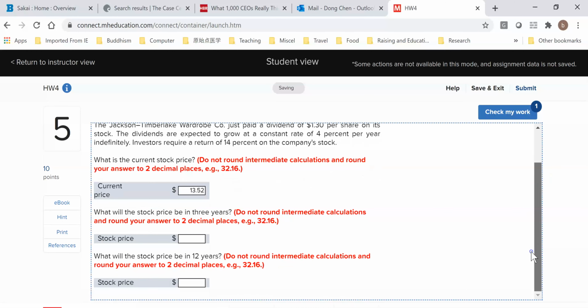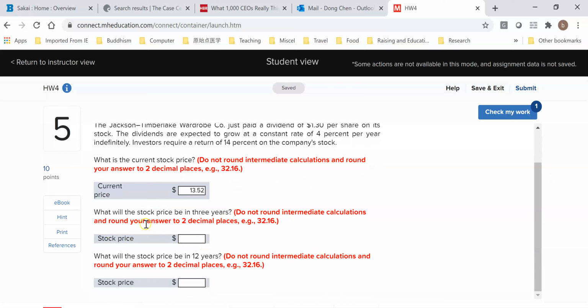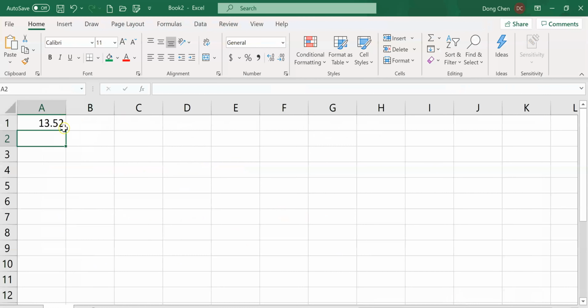So let me put that number back to connect. Now, let's get to the second part of this question. What will the stock price be in 3 years? Again, the rounding requirement is do not round intermediate calculation and round your answer to 2 decimal places. By the way, the benefit of using Excel is that it automatically meets this do not round intermediate calculations requirement, because I didn't round any intermediate calculations when I got this 13.52.